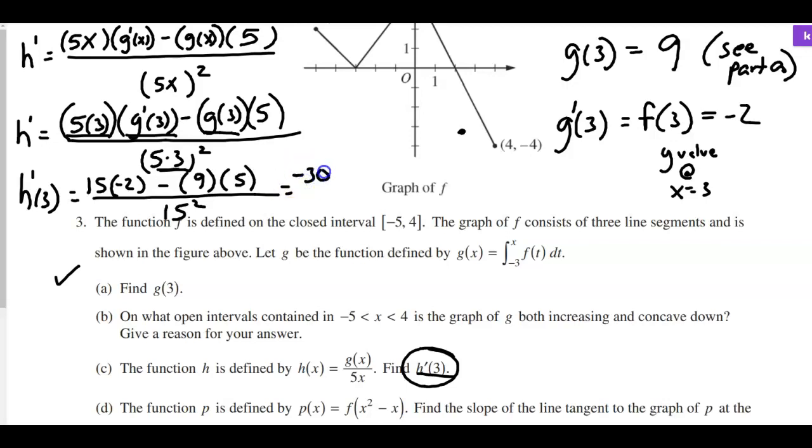So we have -30 for 15 times -2, minus 45, over 225, which is -75 over 225, which is -1 over 3. I think it's 3.